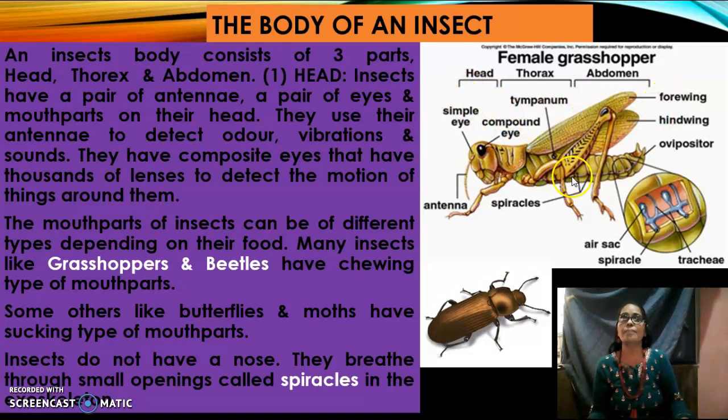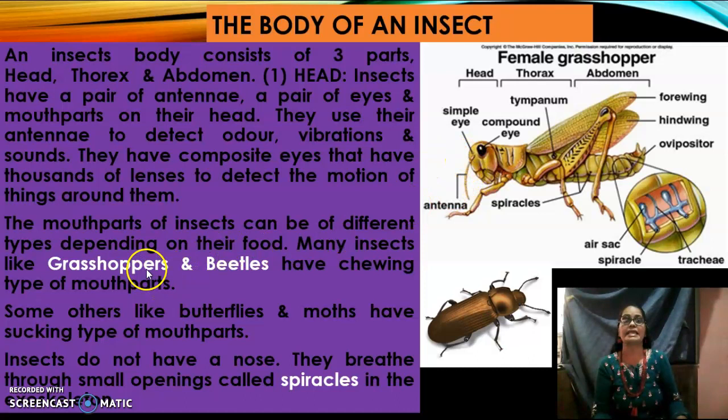Now, the head. Insects have a pair of antennae. See here, antennae. A pair of eyes and mouth parts are on their head. They use their antennae to detect odors, smell, vibrations and sounds. They have compound eyes that have thousands of lenses to detect motion. Motion means movement of things around them.